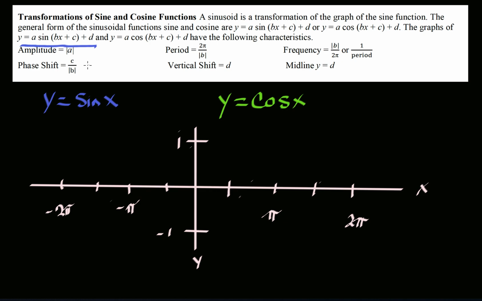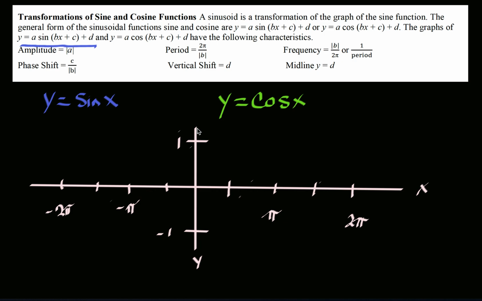C helps us find a phase shift if there's any sort of movement to the right or to the left, and see how it's inside the parentheses. Remember, it moves us over to the right if it's negative, and moves us over to the left if it's positive. And D, this D out here, is sort of our constant, sort of our y-intercept, but what it does is it moves our midpoint upward or downward depending on what D is.